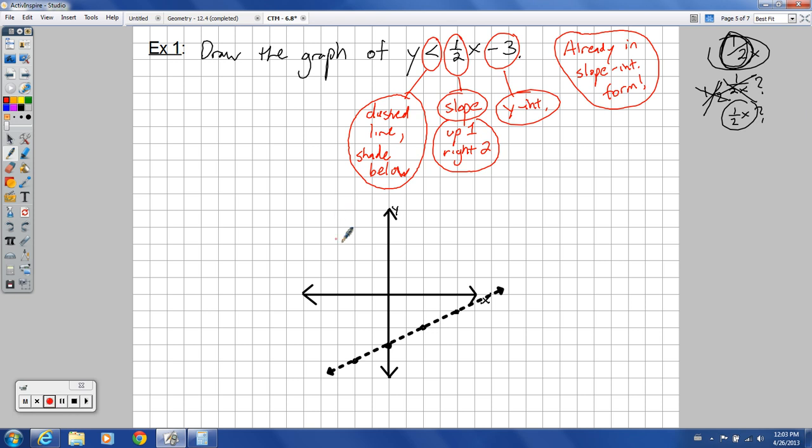What direction am I going to shade? So I got a dashed line. We're shading below because its y values are less than the 1/2 x minus 3. So shade below, doing something like that to represent that.